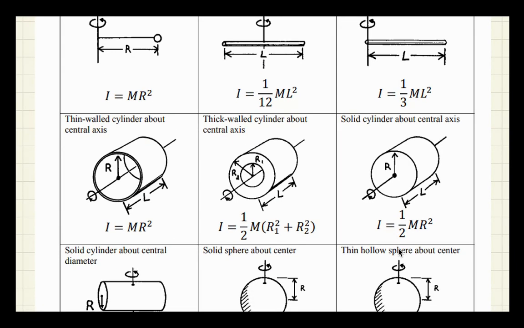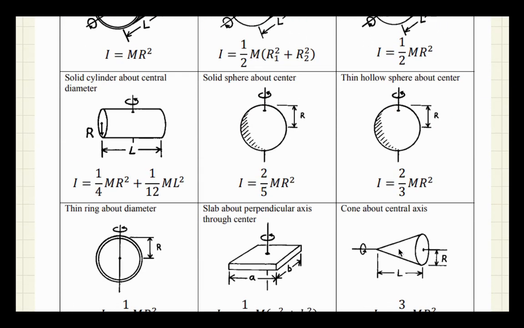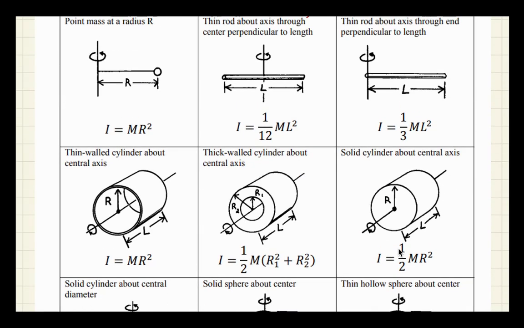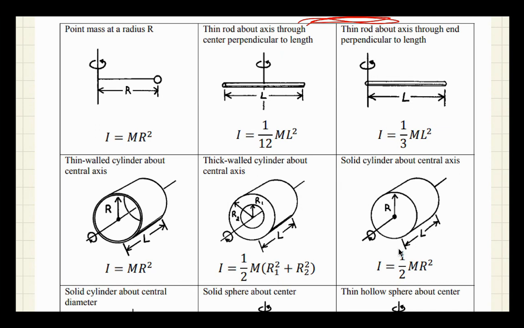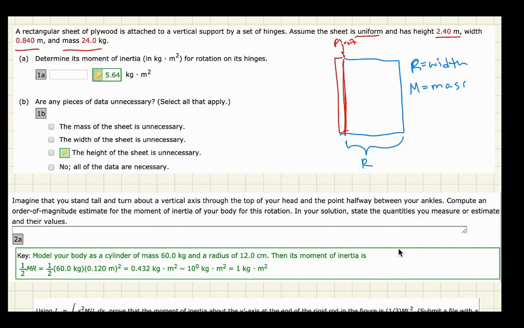These formulas are only dependent on the mass and the distance of that mass to the point of the rotation. And so, to answer question B right now, the height of the sheet is unnecessary, right? The height has no bearing on this because how tall the door is doesn't affect the relative position of the mass to the pivot point.